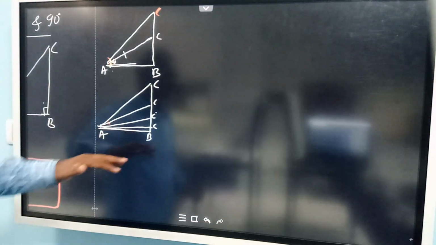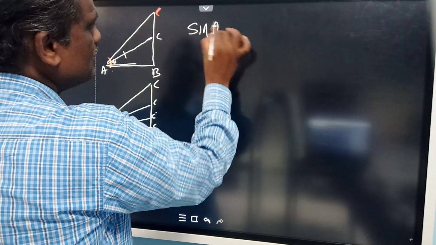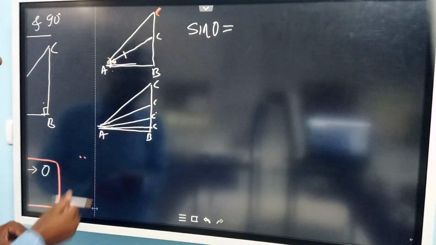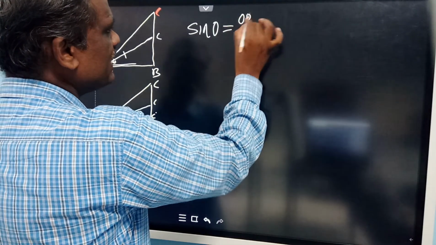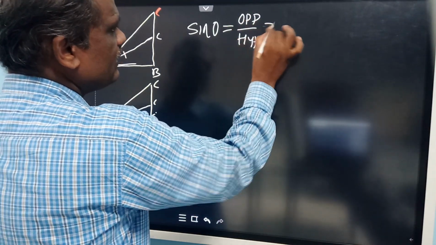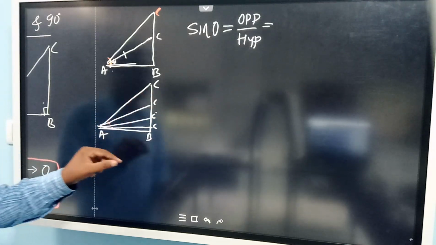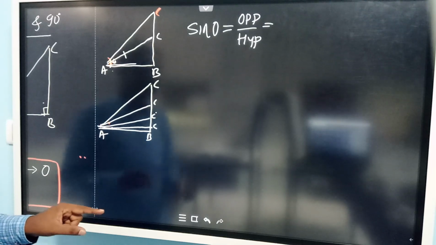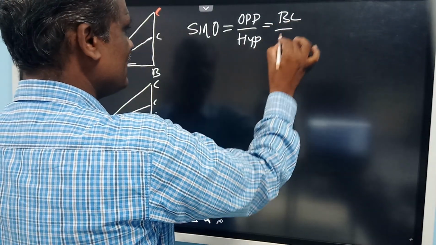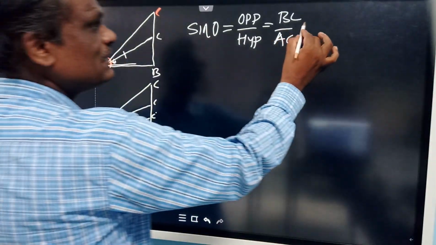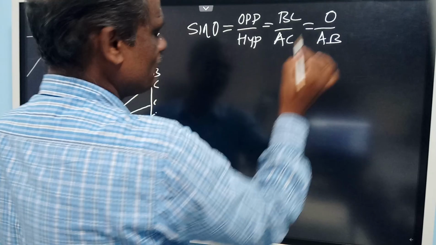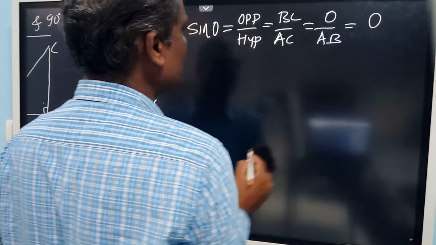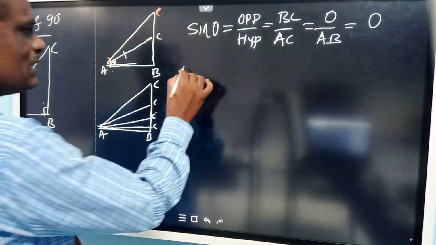Now, when it is 0, you write sine 0 degrees. Now we have made it 0. You have brought this angle to 0. What is sine 0? It is opposite side by hypotenuse. Opposite side here is BC with reference to this angle. When it is 0, what happens to BC by AC? Actually it is BC by AC. BC becomes 0, AC becomes AB. 0 divided by AB, it is 0 only. Sin 0 is 0.